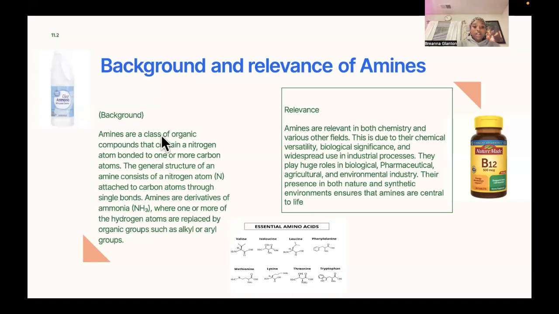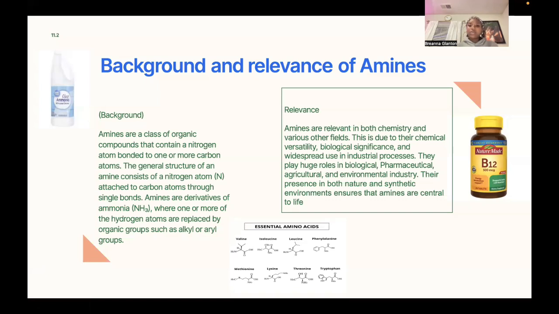Background: amines are a class of organic compounds that contain a nitrogen atom bonded to one or more carbon atoms. The general structure of an amine consists of a nitrogen atom attached to carbon atoms through single bonds. Amines are derivatives of ammonia, which you see right here, where one or more of the hydrogen atoms are replaced by organic groups such as alkyl or aryl groups.